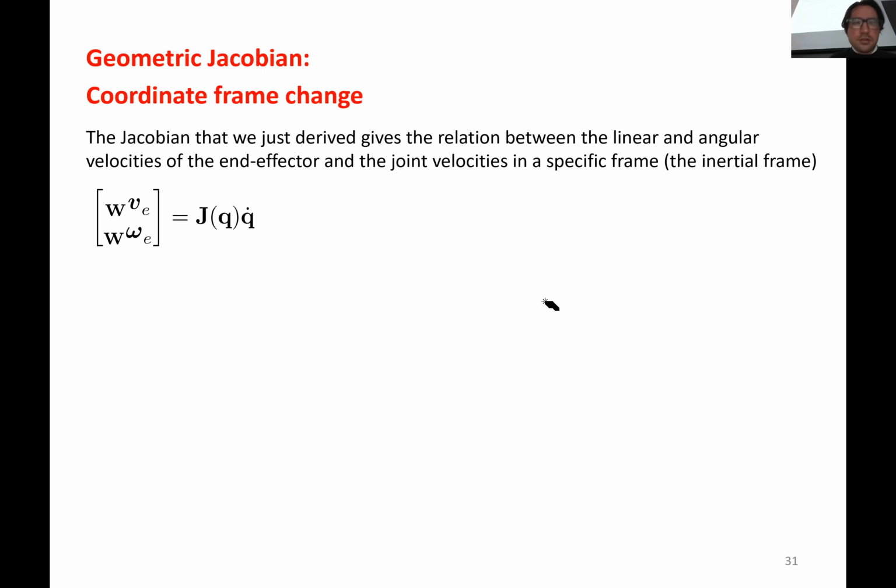Okay, so the Jacobian that we just derived gives us the relations between the linear and angular velocities of the end effector and the joint variables in a specific frame, which is the inertial frame, which is also the world frame.